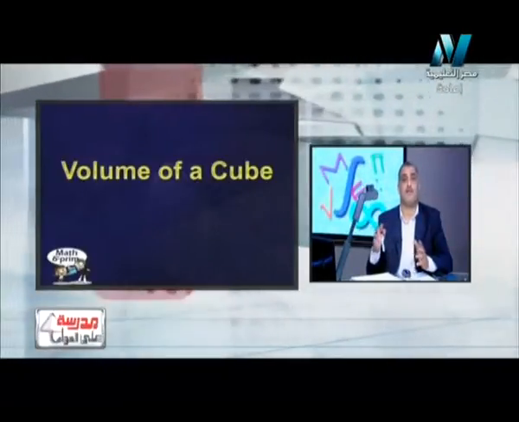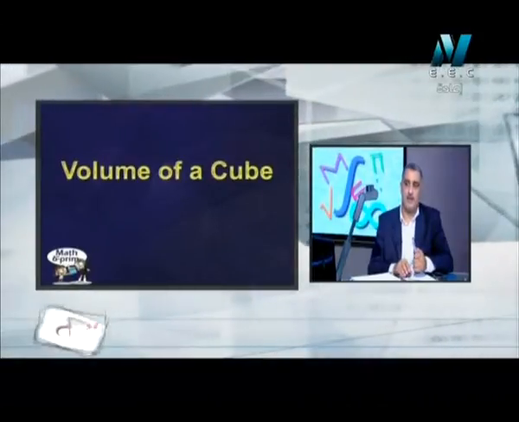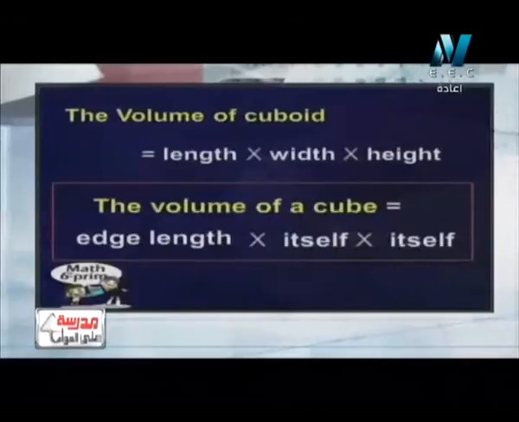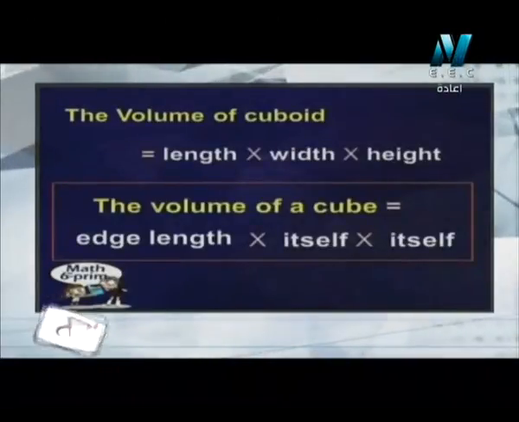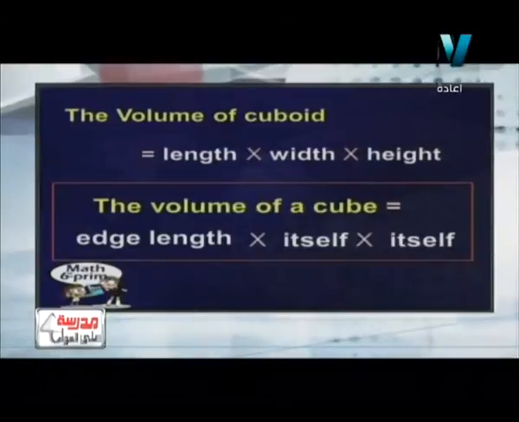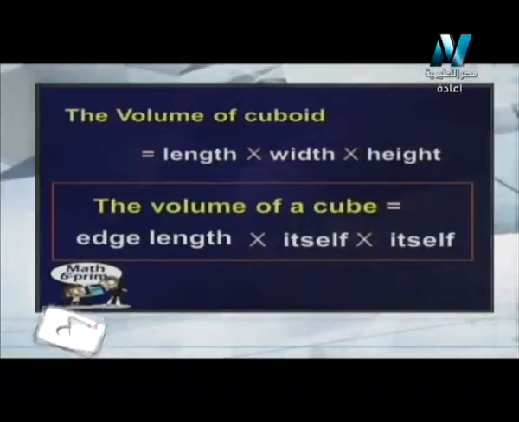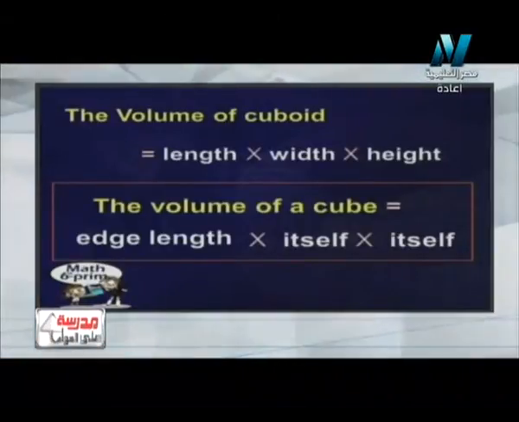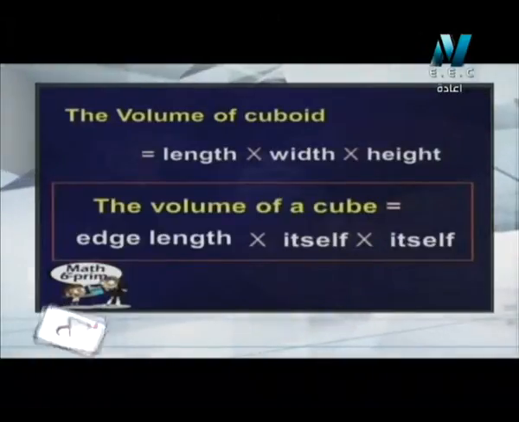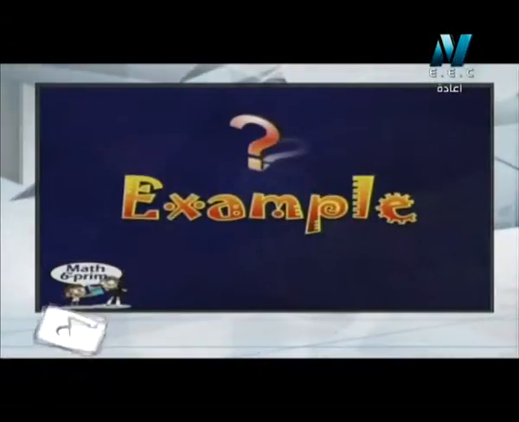But what about the rule of the cube? How can we find the volume of a cube? Excellent. The volume of a cube is edge by edge by edge. As we reviewed, the volume of a cuboid is length by width by height, but the volume of a cube equals edge length times itself times itself. It's a very simple rule, and we can use it in an easy way. First, we have an example.